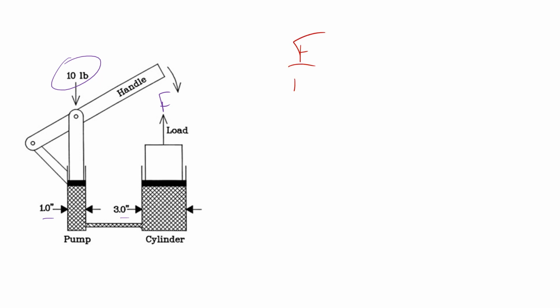F over A is going to equal F over A. Now these are 1s and these are 2s. So we don't need to worry about converting to newtons or any of that nonsense. You've got 10 pounds divided by area. Ooh, area, it's a circle. So we're going to have pi times r squared. The radius is going to be half of that diameter. And this one is going to equal F.